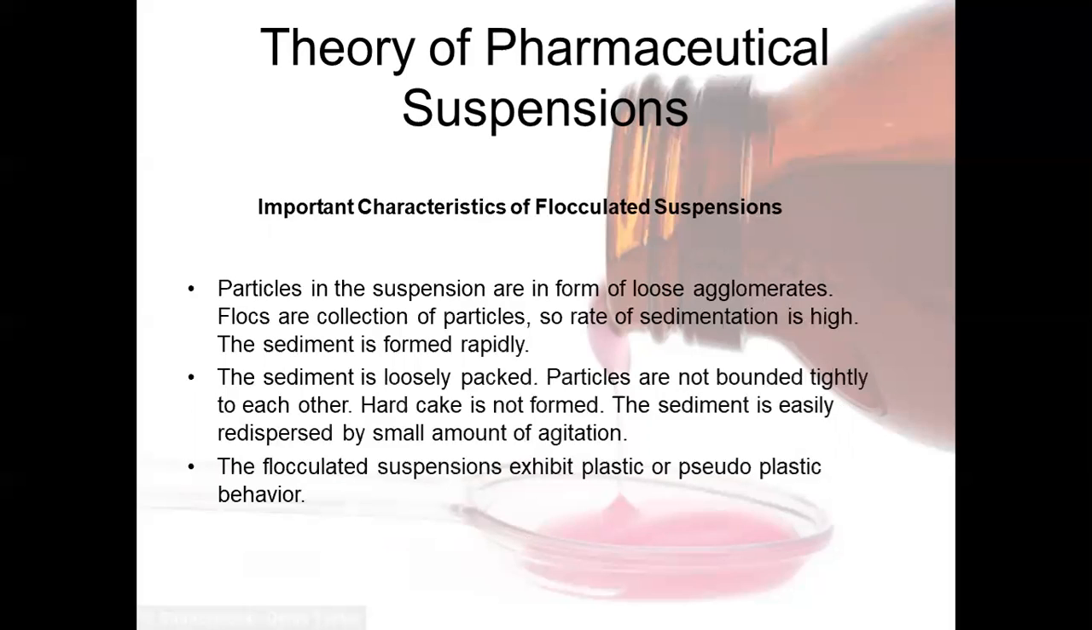Particles in the suspensions form loose agglomerates. Flocks are a collection of particles, so the rate of sedimentation is high, and sediment is formed in flocculated suspensions so rapidly. The sediment is loosely packed as the flocks are formed, so the packing arrangement is loose. Particles are not bound tightly to each other, so a hard cake cannot form. That's why it redisperses very quickly by mechanical shaking.